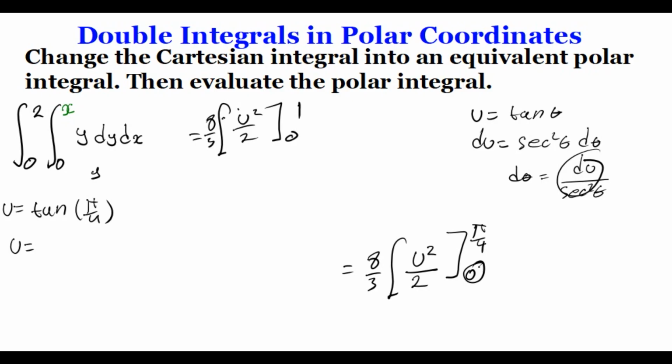Plug in 1, this is going to be 8 over 3. You have 1 squared, which is 1, divided by 2, minus 0. So you observe that 2 into 2 is 2, and 2 into 8 is a 4. So your answer is actually 4 over 3.